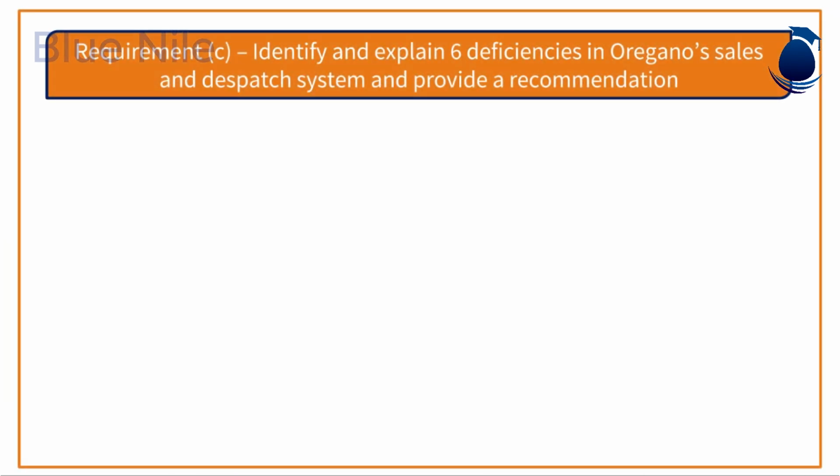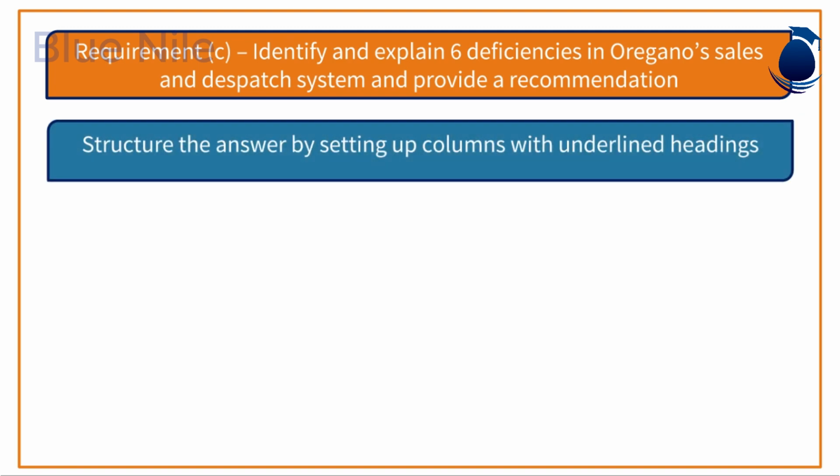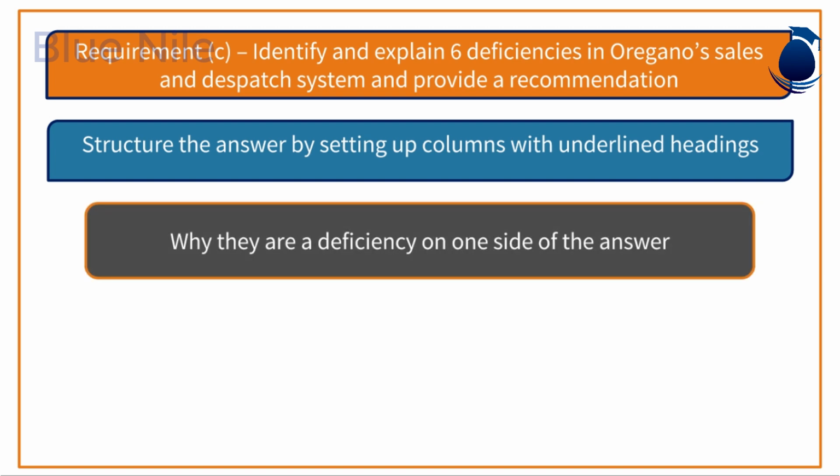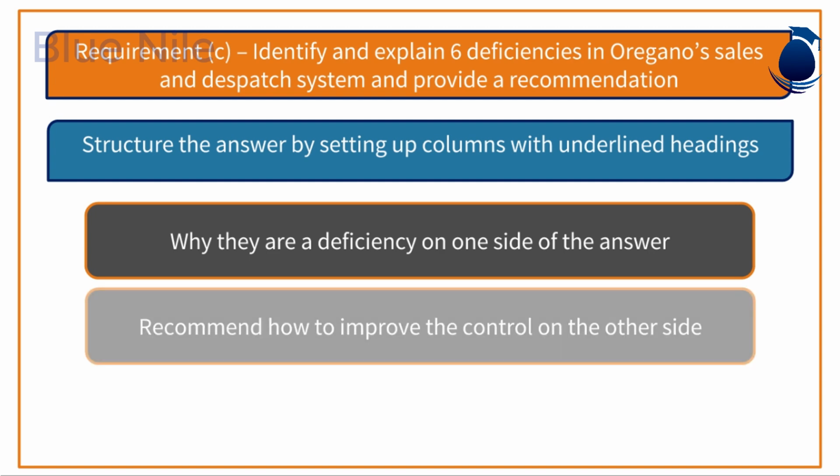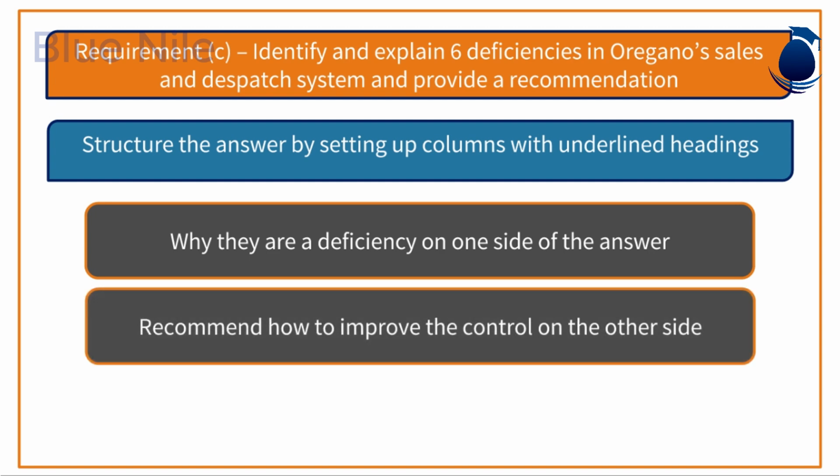Part C is to identify and explain 6 deficiencies in Oregano's sales and dispatch system and provide a recommendation. There are 2 parts to this requirement: the deficiency and the recommendation. We can structure our answer by setting up columns with underlined headings. As you should have underlined some control deficiencies already on the face of the question, the next job is to put these down on paper, explaining why they are a deficiency on one side of the answer, then recommend how to improve the control on the other side.